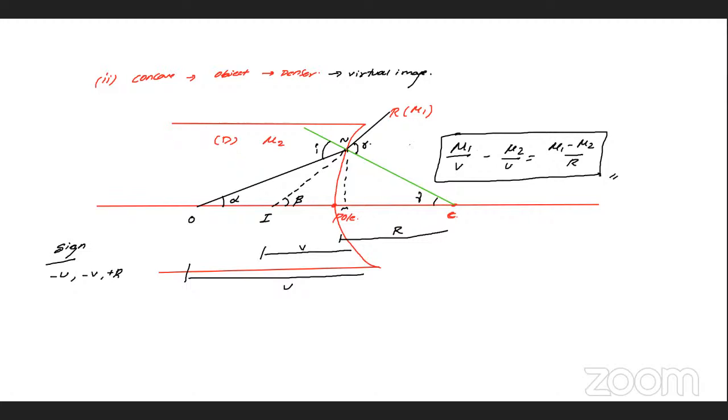Right, so just go through these relations. In the next class, we'll see the lens maker's formula as well as the thin lens formula. I'll stop the recording. If there are any doubts, you can ask me in your next class. Save it.